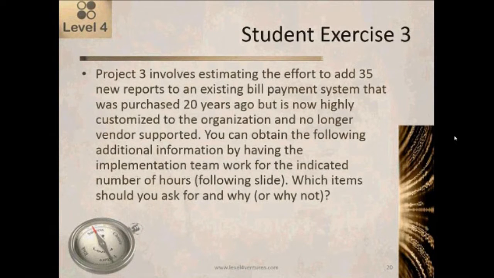Project 3 involves estimating the effort to add 35 new reports to an existing bill payment system that was purchased 20 years ago, but is now highly customized to the organization and no longer vendor supported. You can obtain the following additional information by having the implementation team work for the indicated number of hours, and these will be on the following slide. So my question for you is, which items as estimators should you ask for, and why or why not?